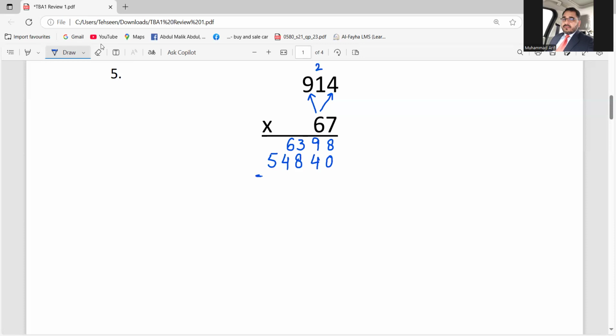Okay. Then at the end, we need to add these digits. 8 plus 0, 8. 9 plus 4, 13. 3 here, 1 carry to the next number. 3 plus 1 is 4. 4 plus 8, 12. 2 here, 1 carry to the next number. Now 1 plus 6 is 7. 7 plus 4 is 11. 1 here, 1 up. And this 1 plus 5 will be 6. Here answer is 61,238. This is the answer.